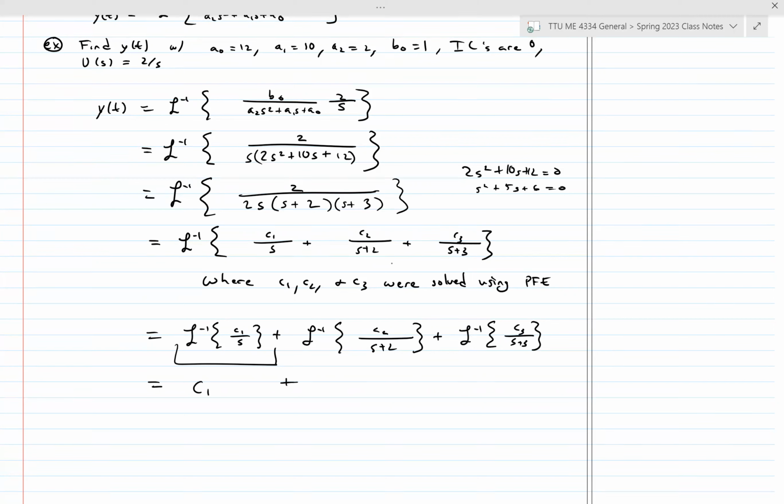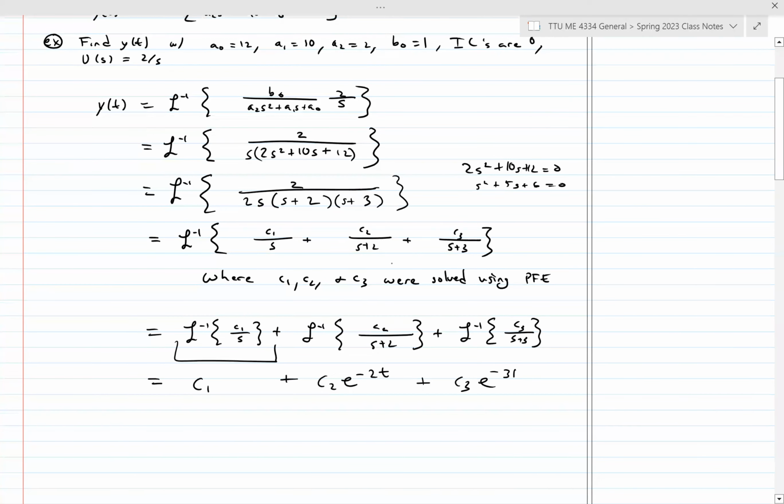Let's go with the folks in class. What is that going to end up being? C2 e to the negative 2t, right? And then the third part will be C3 e to the negative 3 times t, right? We've gone through that before. That's how we could solve this, right?